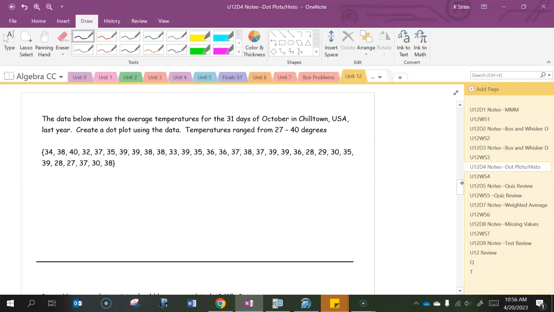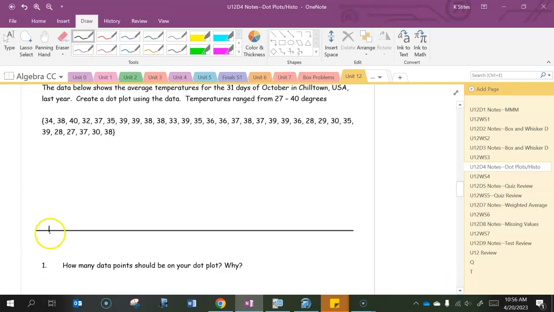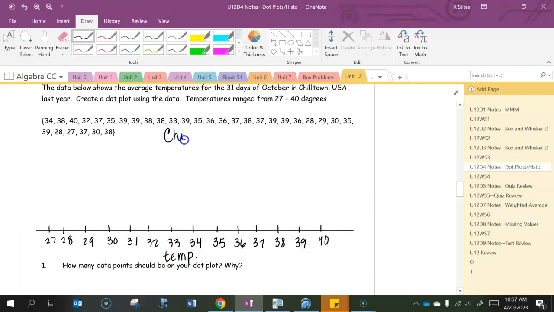All right, and what you've been given are temperatures for the 31 days of October in Chilltown, USA. You are told that temperatures range from 27 to 40 degrees. That's going to help us label our dot plot. So we're just going to go from 27 to 40. And this is temperature, and my title is going to be Chilltown, USA.